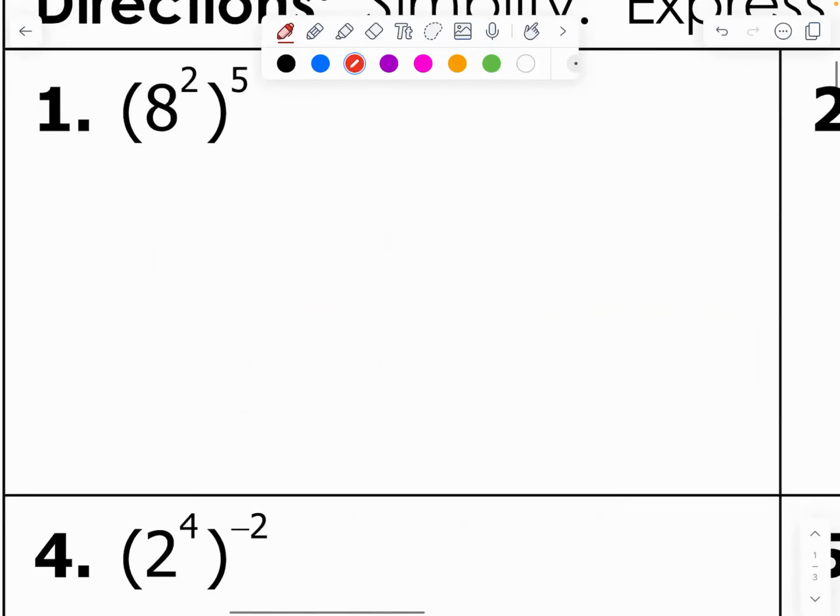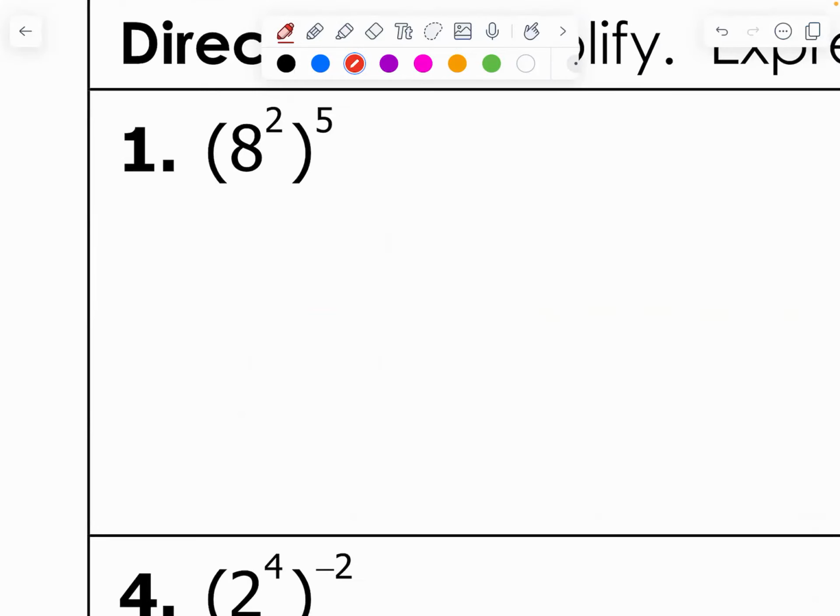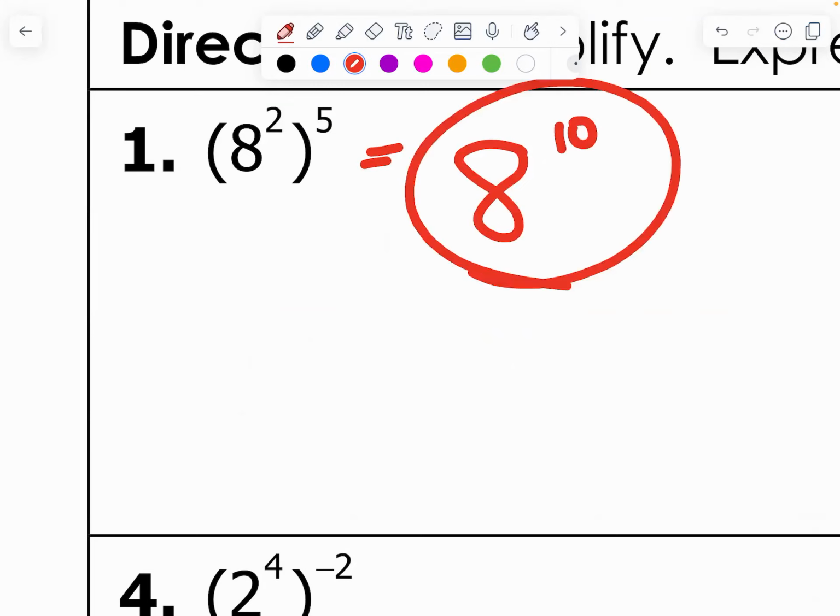Okay, so go to number 1. Okay, I can list out 5 8 squareds, and then I can list out all of the 8s that there are. But without having to draw the picture, we know that what do we need to do with this 2 and this 5? So this becomes 8 to the 10th power, and we're done.